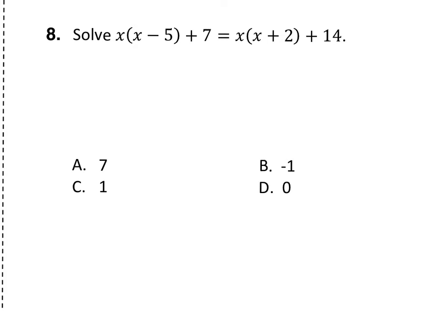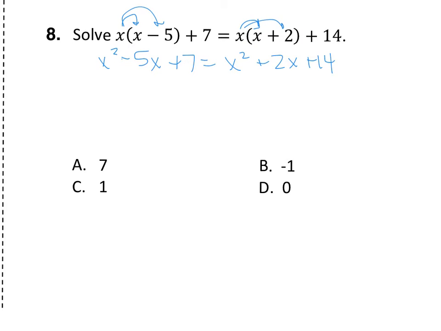Number 8, solve x times the quantity x minus 5 plus 7 equals x times the quantity x plus 2 plus 14. So here what I need to do is distribute this x right here and get x squared minus 5x plus 7 equals, distribute, x squared plus 2x plus 14.